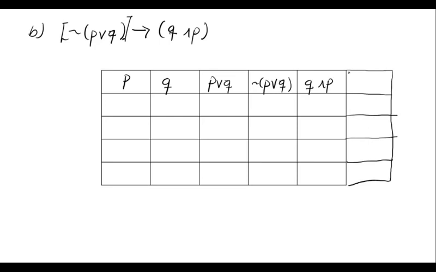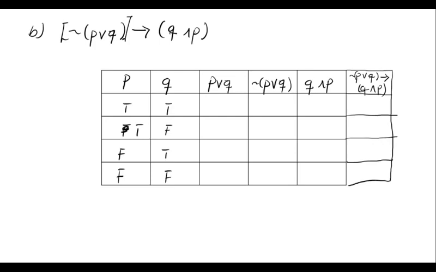So the final one is what? The negation of P or Q implying Q and P. So let's go ahead. For any statement P, we have true, true, false, false. And for Q, we have true, false, true, false.